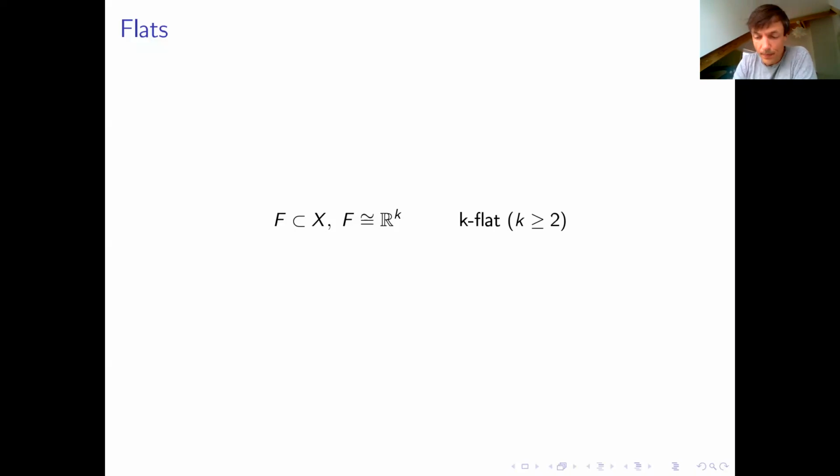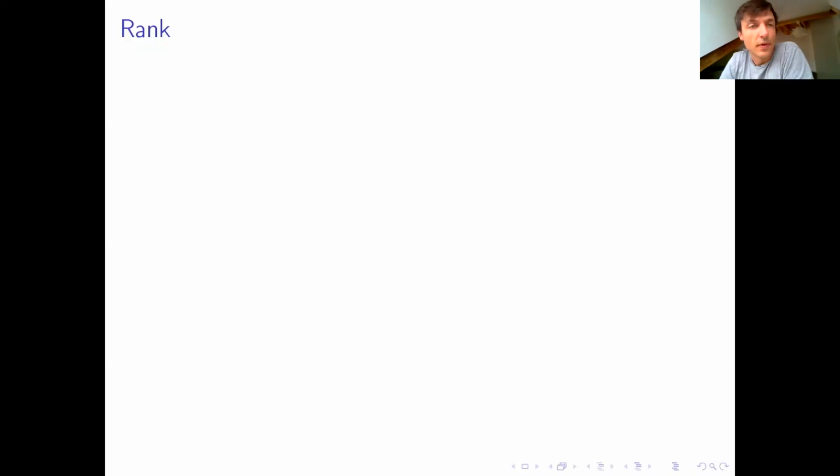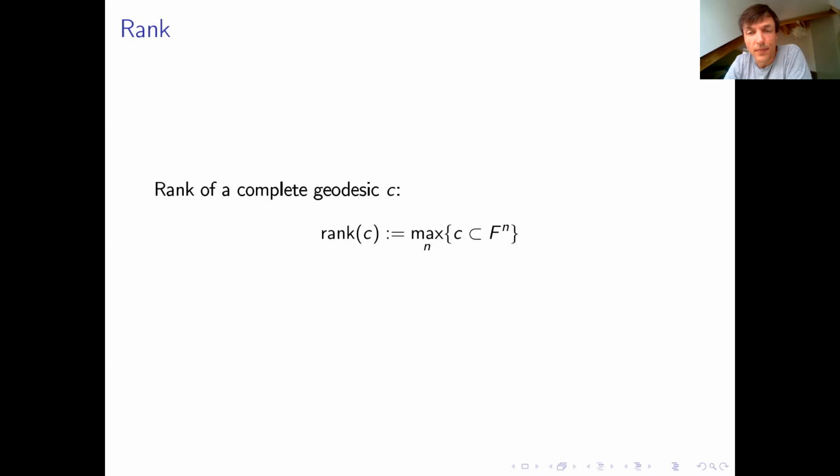To get to one of the terms in the title, let us define what the rank of a geodesic and then of a CAT(0) space is. For a complete geodesic c, I can just ask, what's the maximal dimension of a flat that contains this geodesic? That would be the rank of this geodesic.